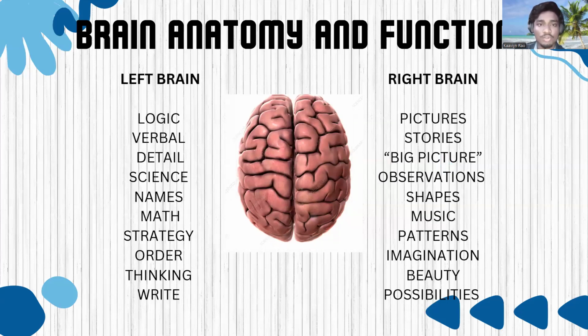As you all know, there's two sides of the brain, the left side and the right side. Each of them have their own specific function. The left side of the brain is for logic, verbal, detail, science, names, math, strategy, order, thinking, and for writing. Meanwhile, the right side of the brain is for picture stories, big picture observations, shapes, music, patterns, imaginations, beauty, and possibilities.